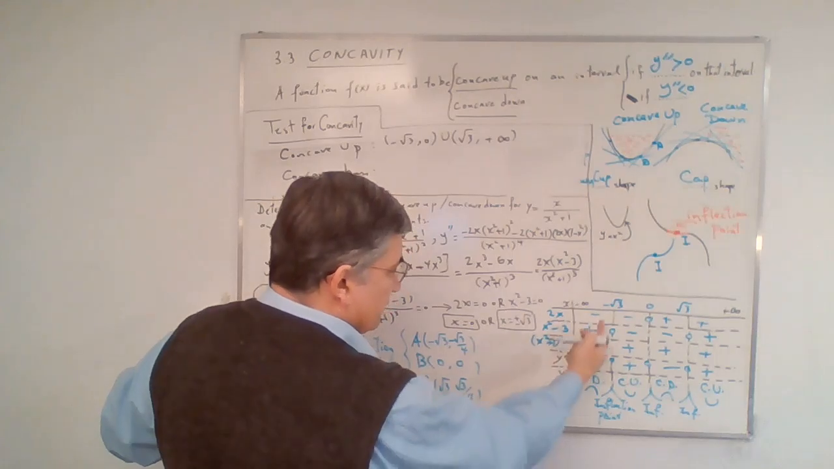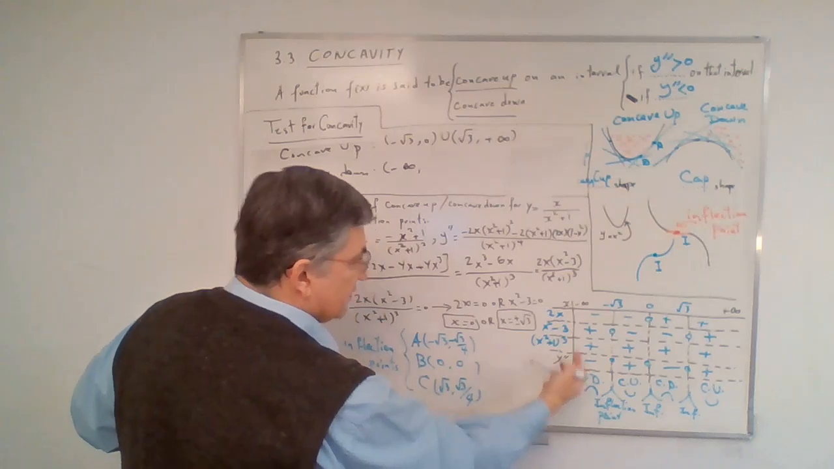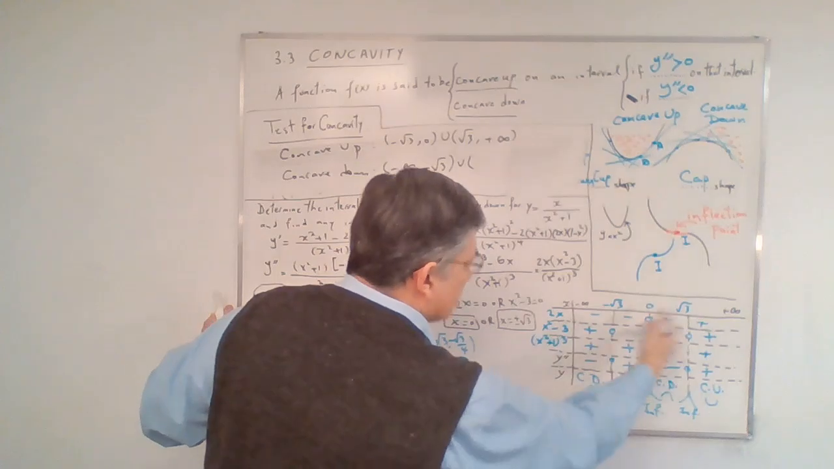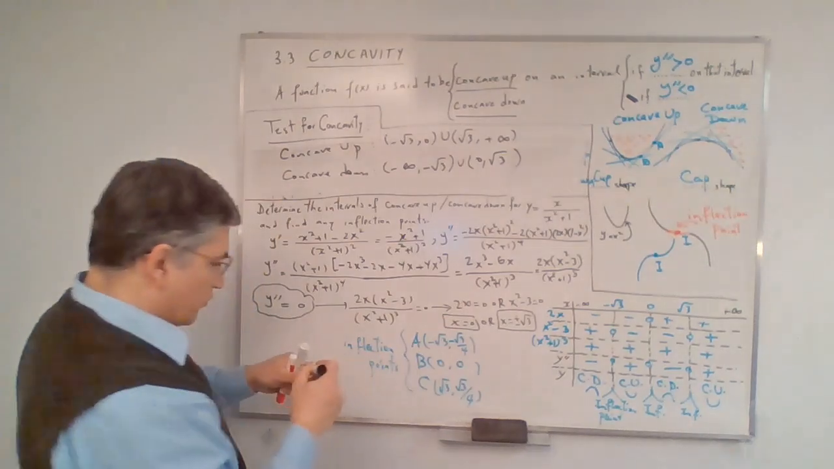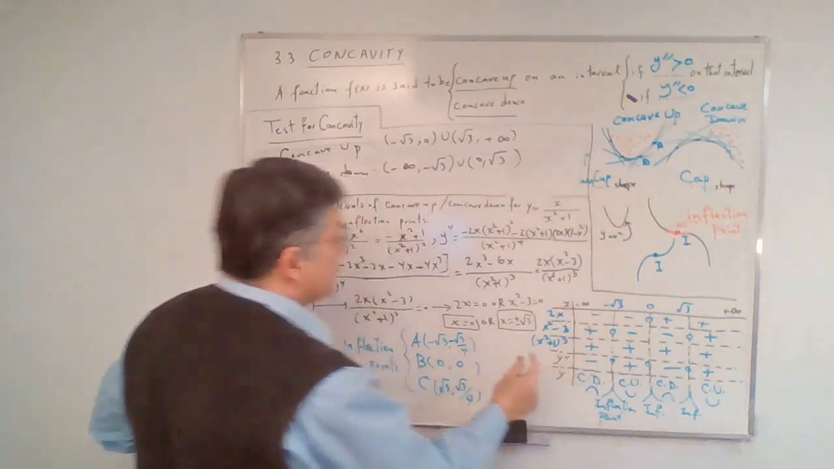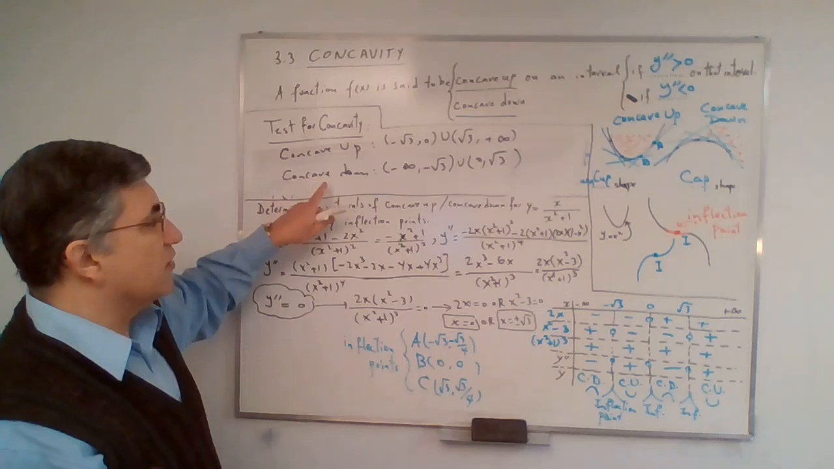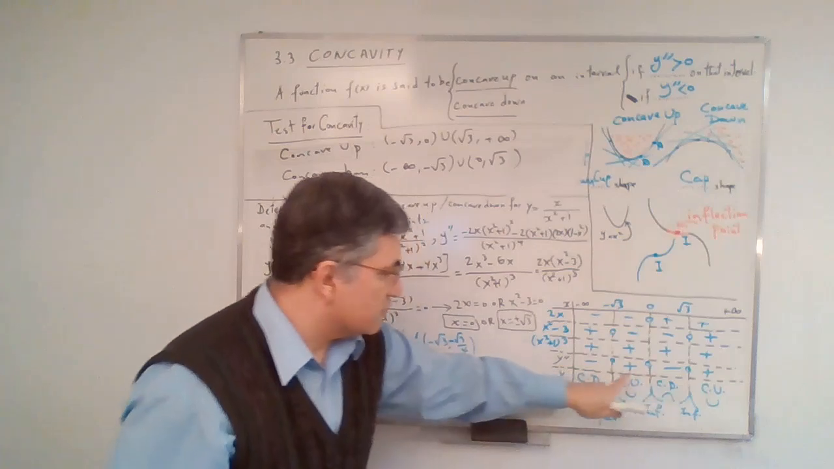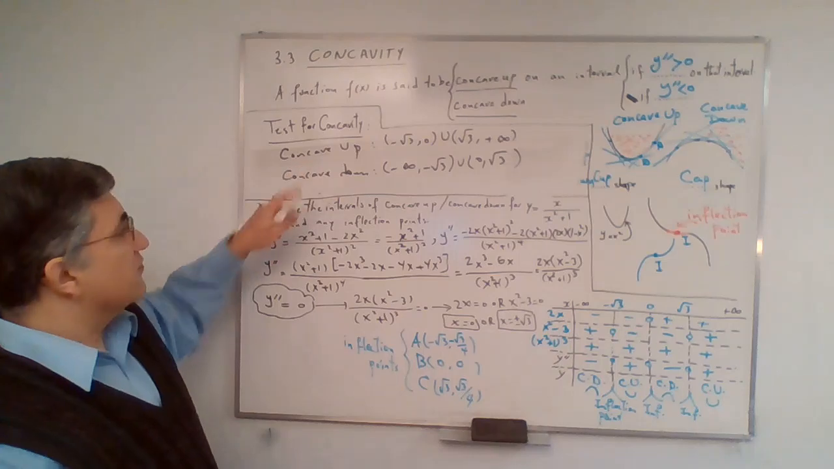Interval of concave down for the other one would be from negative infinity. You see that y double prime is negative, up to negative root 3. And then we have from 0 to positive root 3. And that's it. So if you combine these two intervals where y double prime is negative, you will be finding the interval of concave down for this function. And if you take parts of the chart where the second derivative has a positive sign, that will be the interval of concave up.